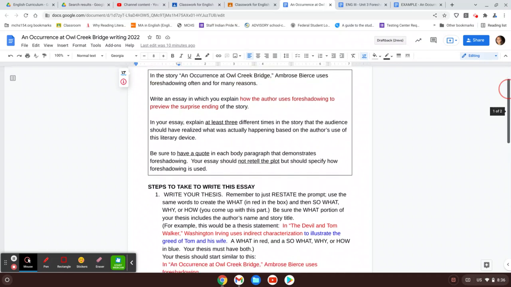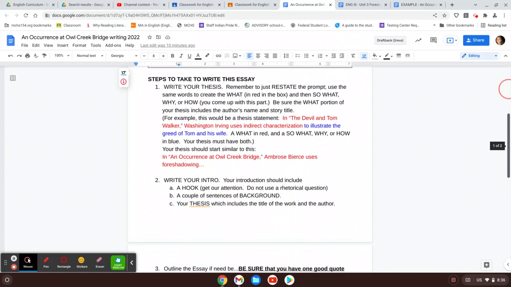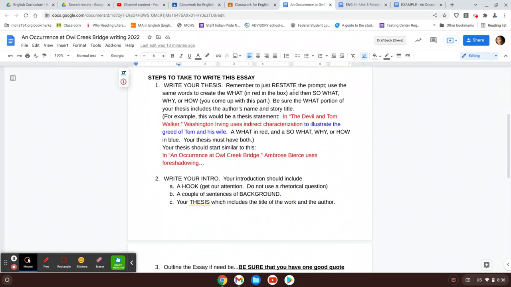So the prompt is in the box. Steps to take to write the essay. The most important sentence is your thesis. So I have a little example here for you. Your thesis is always title, author, and then your answer to the prompt. So going back to an example from first semester, in The Devil and Tom Walker, Washington Irving uses indirect characterization to illustrate the greed of Tom Walker and his wife.